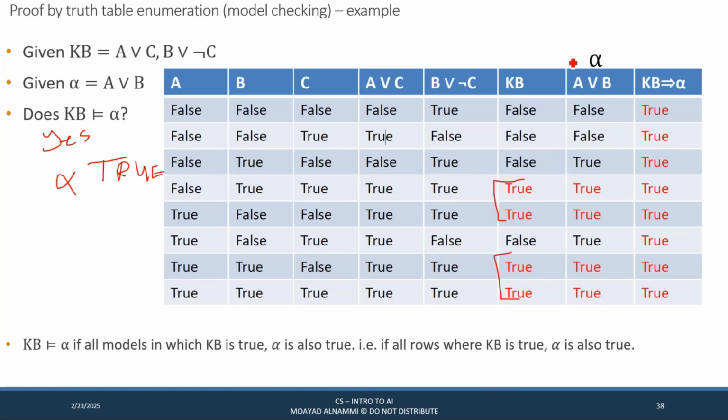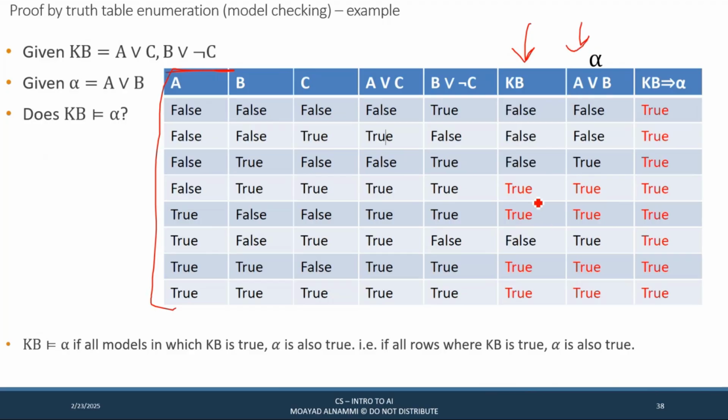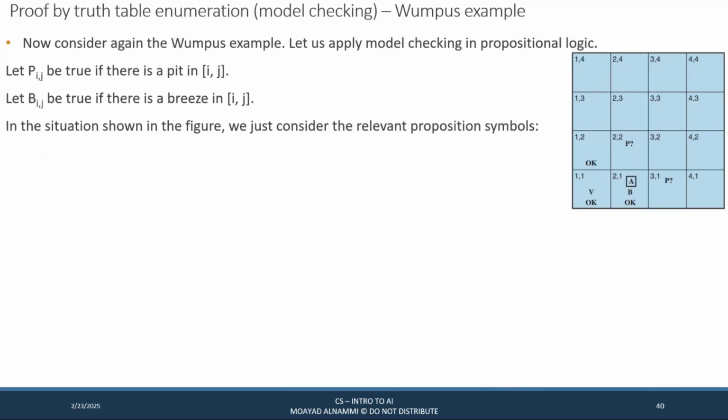And so alpha is true, and we can add alpha to our knowledge base. We add a new fact to our knowledge base. This process of enumerating the possible models, checking your knowledge base's truth and falsity and alpha's truth and falsity, and checking this condition, is called model checking or truth table enumeration.